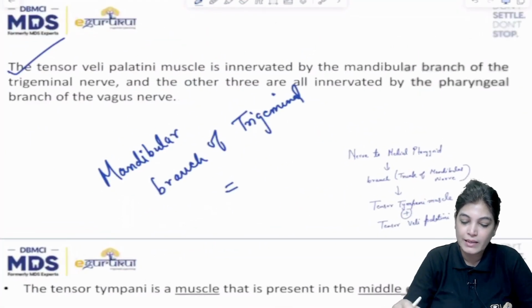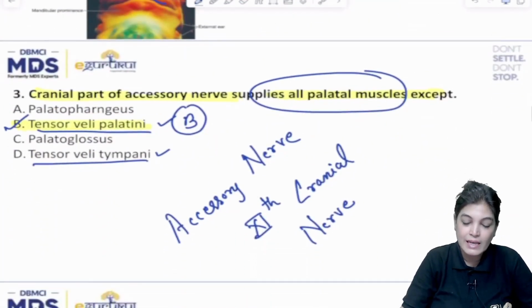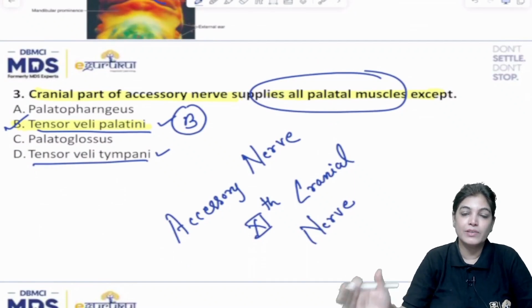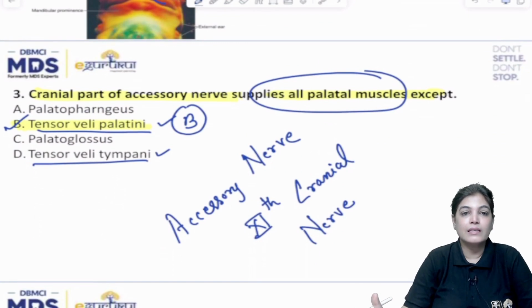palate, then definitely the right answer in this case will be tensor veli palatini and not tensor veli tympani. You can get confused by this, but the correct answer is that of B, tensor veli palatini.